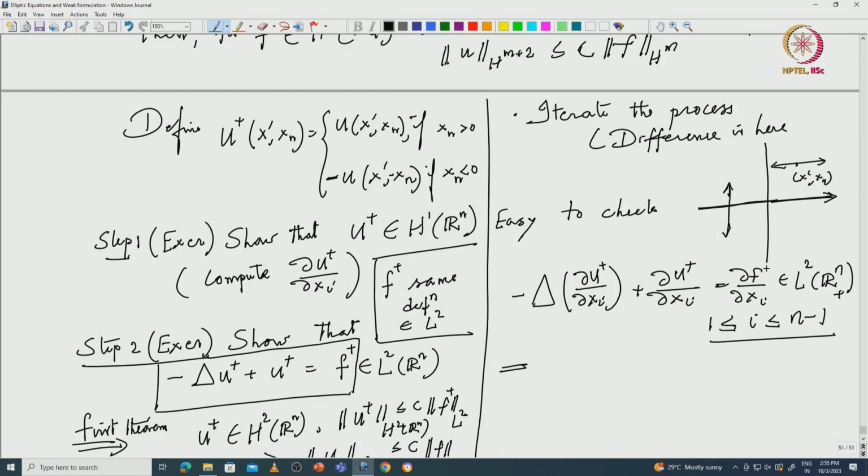So this will imply, by the first theorem, again the first theorem, du plus by dxi is in H2 of Rn plus for all 1 less than or equal to i less than or equal to n minus 1. Equivalently, u plus is, no, you do not get u plus in H3 yet, because you do not know du plus by dxn. So that I can't do, but you have to prove that. So we will prove that directly from the equation. So, this is a trick.